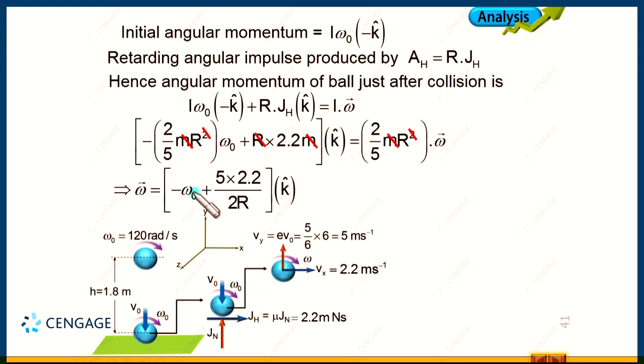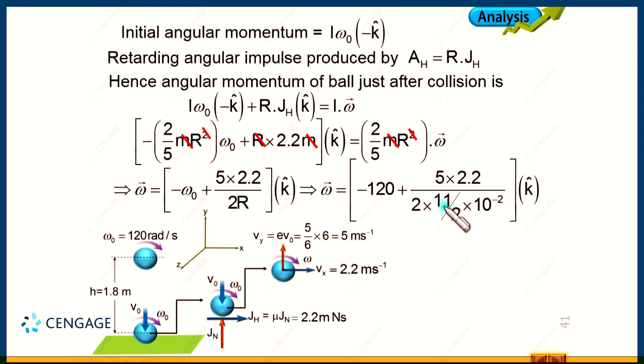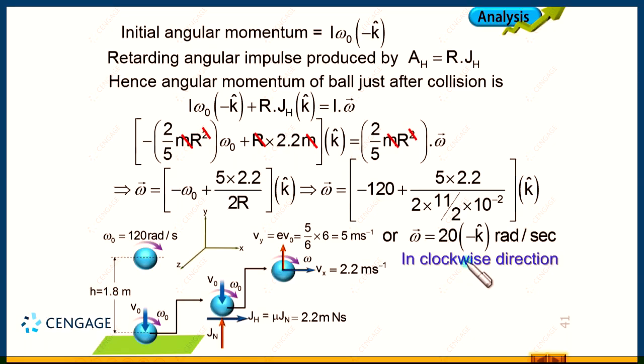Now we can substitute the values of omega naught and capital R. We know the diameter was 11 centimeter, so the radius is 11 divided by 2 centimeter, multiplied by 10 to the power minus 2. If we multiply this, this will be in meters. So this value is 20 radian per second and the direction vector is minus k cap. And it is in the clockwise sense because minus k cap means clockwise sense. That means the ball just after collision will start rotating with a lesser angular velocity, that is 20 radian per second. And we know it has horizontal and vertical components of velocity. That means, as we discussed, the path of the ball just after collision will be a parabola, right?